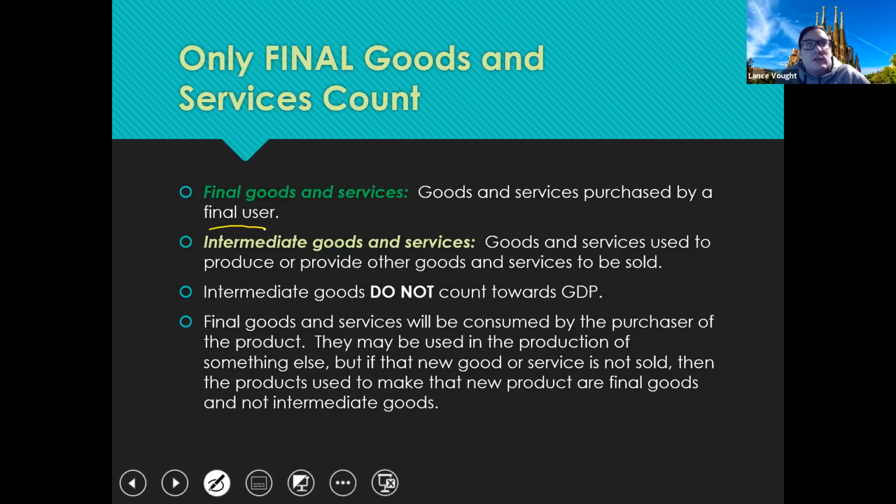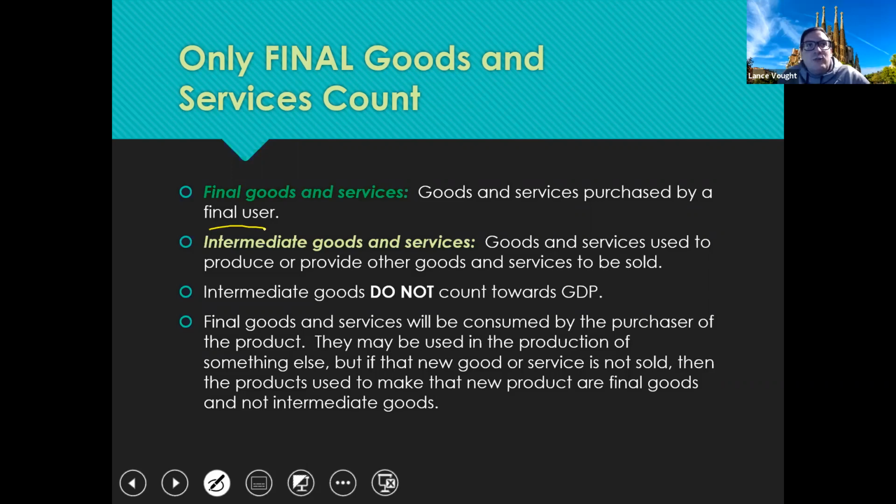So basically you can buy bread, peanut butter, and jelly. You can repurpose all of that stuff into a peanut butter and jelly sandwich. And if you consume that, well, then you're the final user of all those things. So the bread, the peanut butter, and the jelly are all final goods.